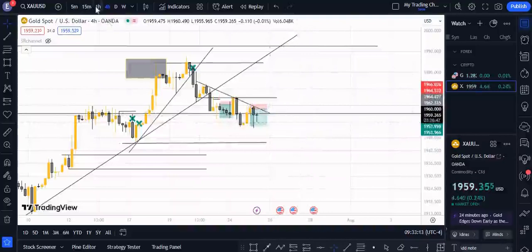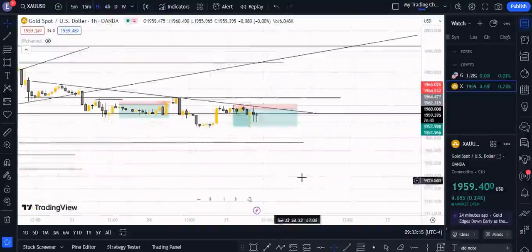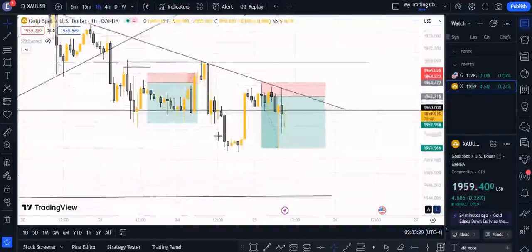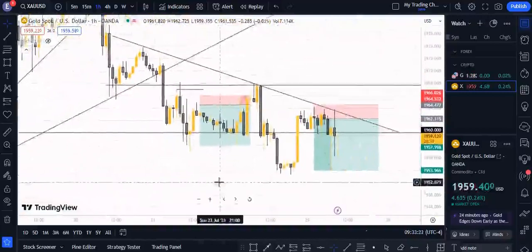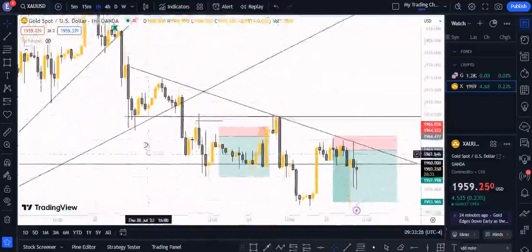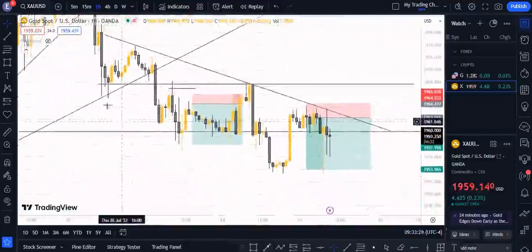Now let me switch my time frame so you guys can see it a lot more clearly. Sorry, let me do the adjustment so it is a lot more clear. You can see the market is creating something we call lower low, lower high, lower low, lower high, which means the market is in a downtrend.